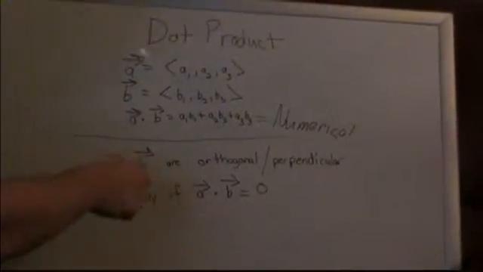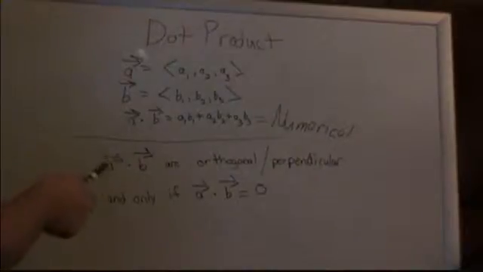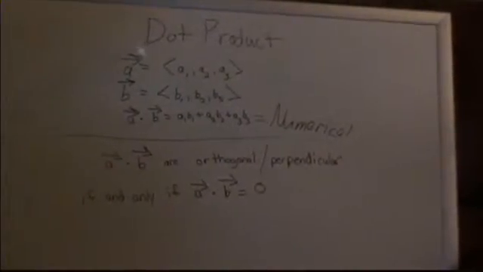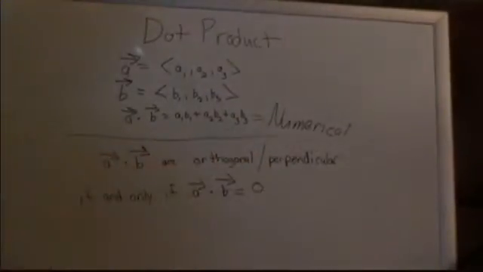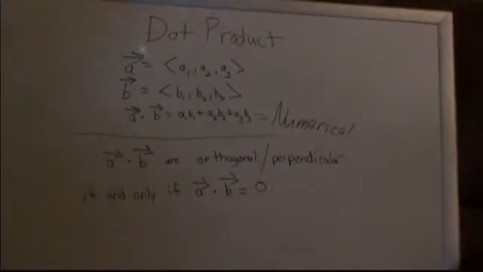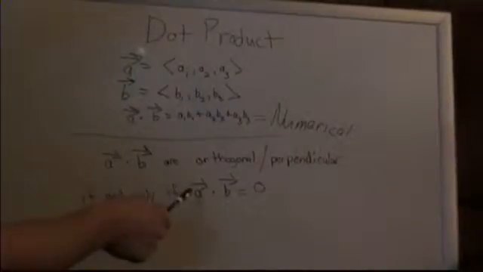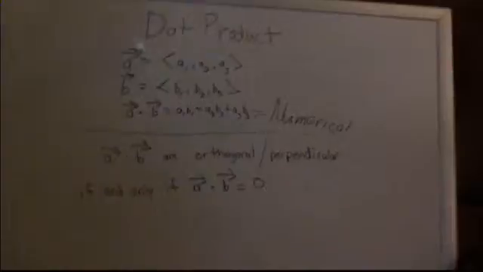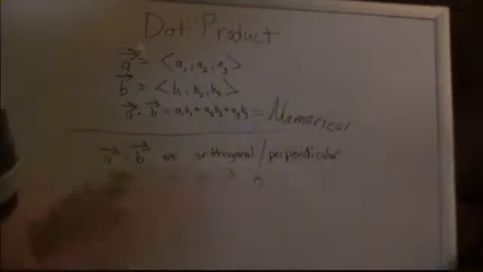Down here I have a little side note, and it's that vector A with the dot product with vector B is going to be orthogonal or perpendicular. Those two vectors are going to be perpendicular if, but only if, your dot product from vector A and vector B is equal to 0. So I'm going to show a couple things we can do here with the dot product. And one is just finding the dot product between two vectors.